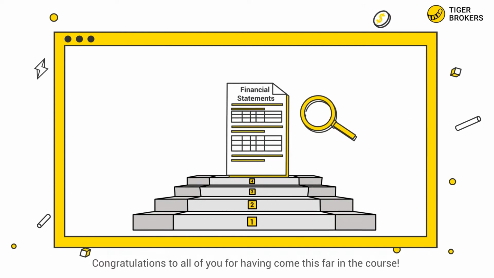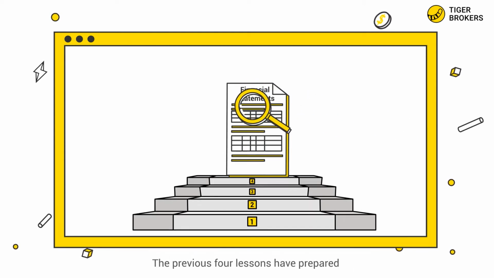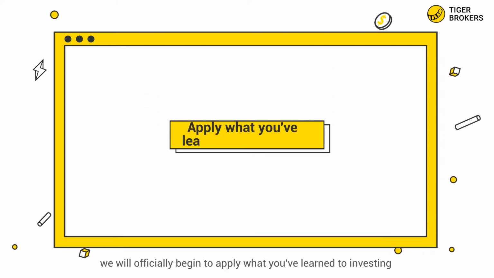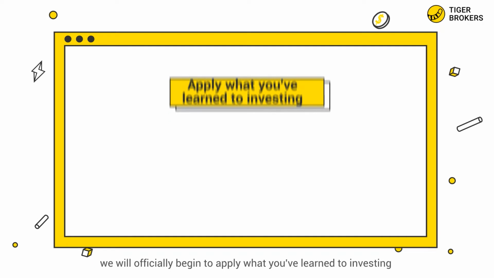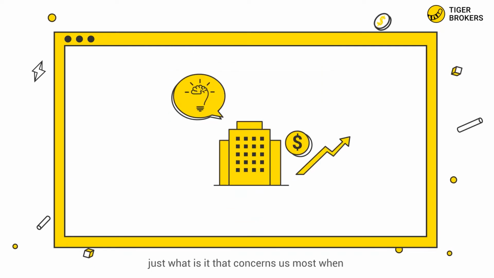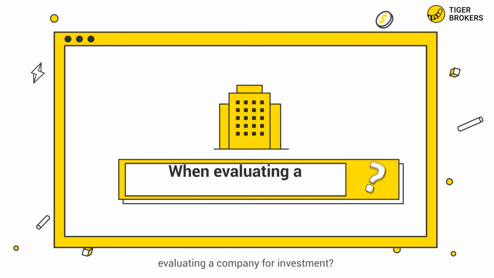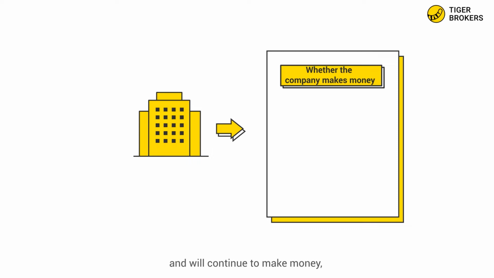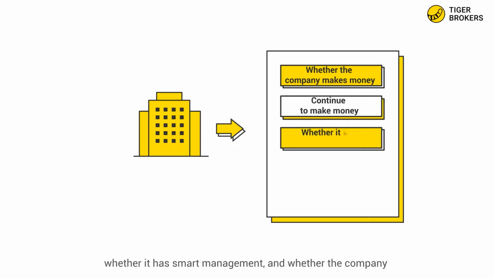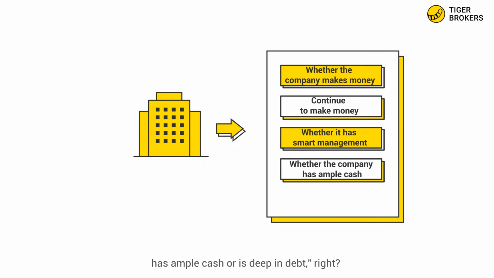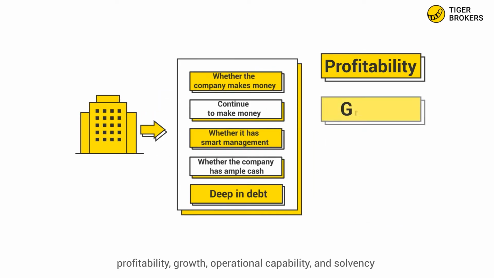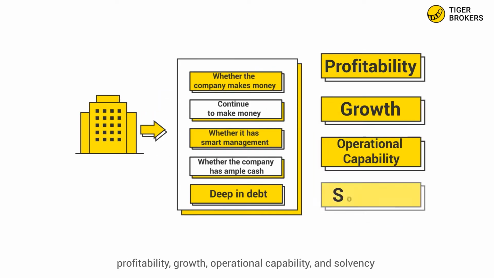Congratulations to all of you for having come this far in the course. The previous 4 lessons have prepared you well for reading financial statements. Starting from this lesson, we will officially begin to apply what you've learned to investing. When you think about it, just what is it that concerns us most when evaluating a company for investment? I guess you'd say whether the company makes money and will continue to make money, whether it has smart management, and whether the company has ample cash or is deep in debt, right? We can address those concerns using 4 metrics: profitability, growth, operational capability, and solvency.